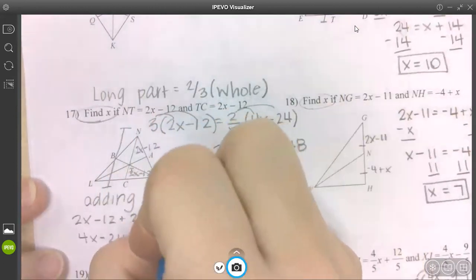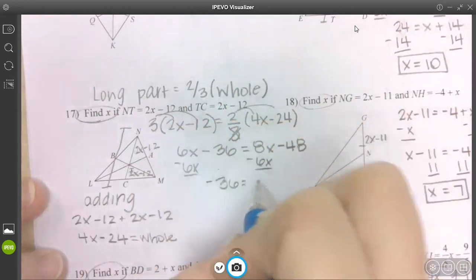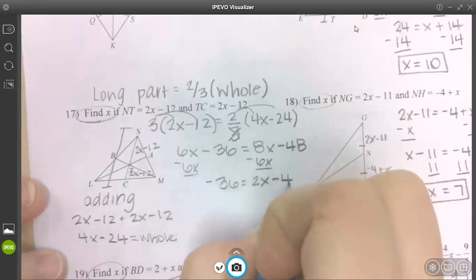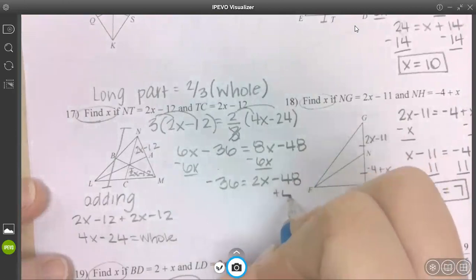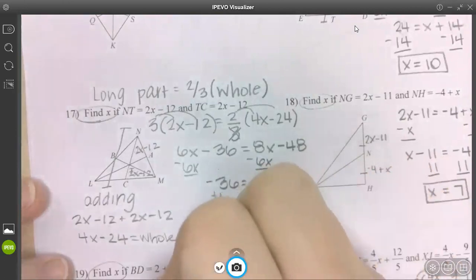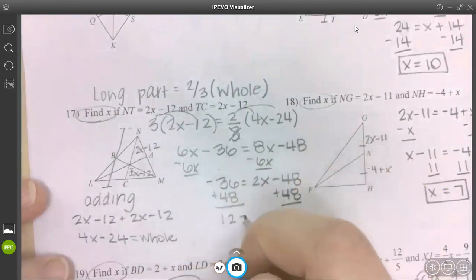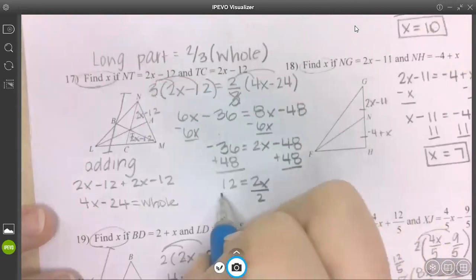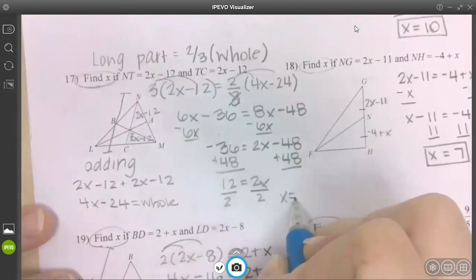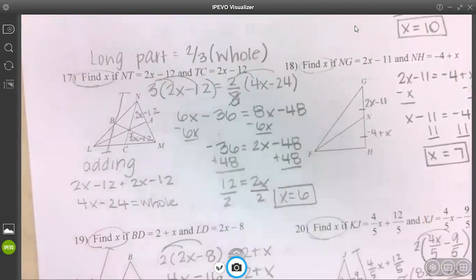So we're going to subtract 6x. I get negative 36 equals 2x minus 48. I'm going to add 48 to both sides. And I'm going to get 12 equals 2x. I'm going to divide by 2 and get that x equals 6. And again, we're just trying to find x, so we're good to go.